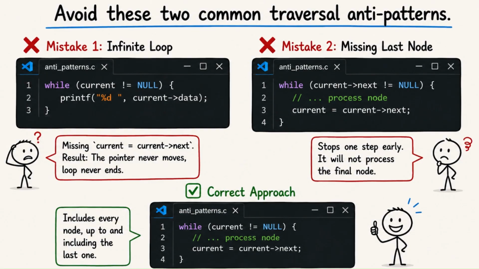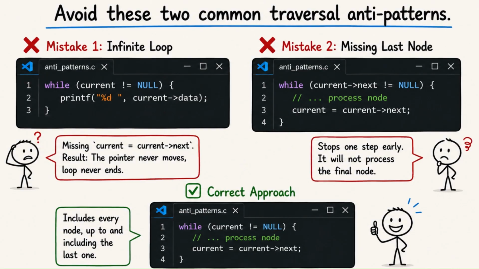Mistake 2 is almost as bad. The developer used while current dash next null for a standard print or count task. Because they checked current dash next, the loop stops one step early and utterly fails to process the final node in the list. So for basic traversal, always use the correct approach. Check current dash null to ensure every node, up to and including the very last one, gets processed.